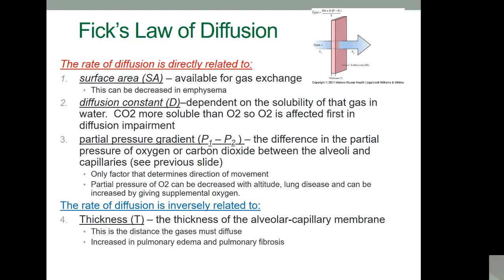And then finally, the rate of diffusion is inversely related to the thickness of the alveolar capillary membrane. In other words, how far do those gases have to travel? This distance can be increased in pulmonary edema, when we have fluid between the alveoli and the pulmonary capillaries, and in pulmonary fibrosis, where we have scarring and thickening fibrotic tissue that increases that distance.